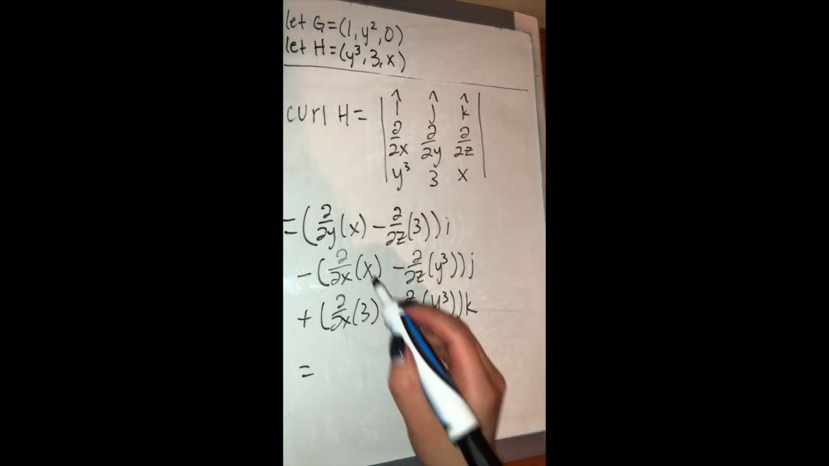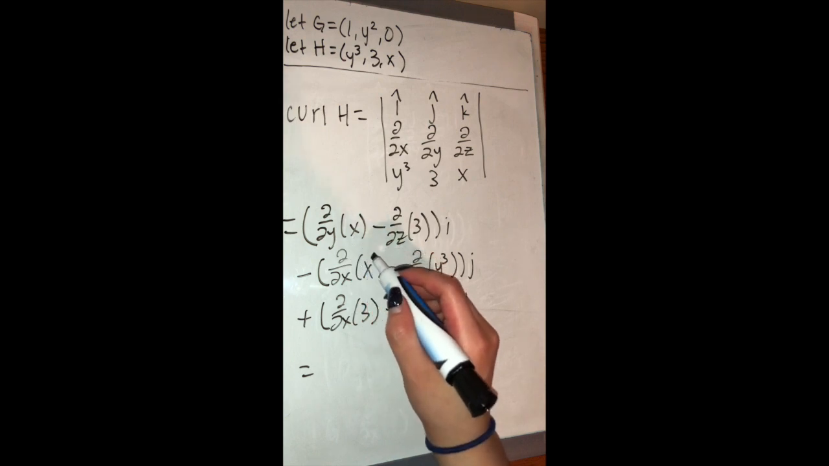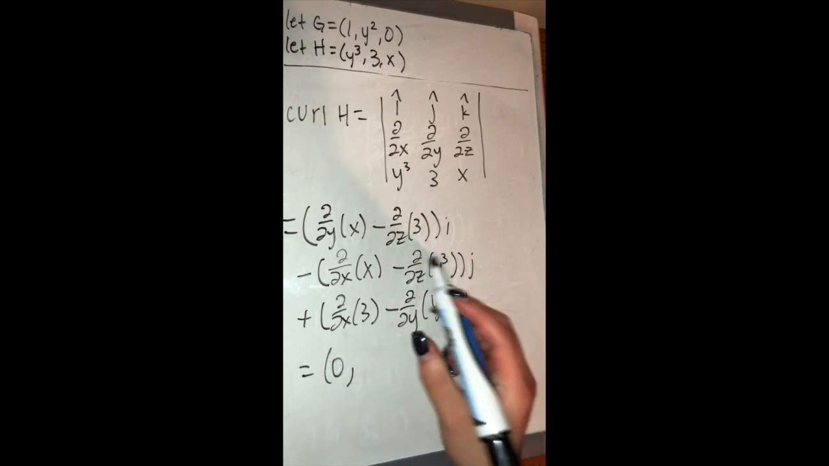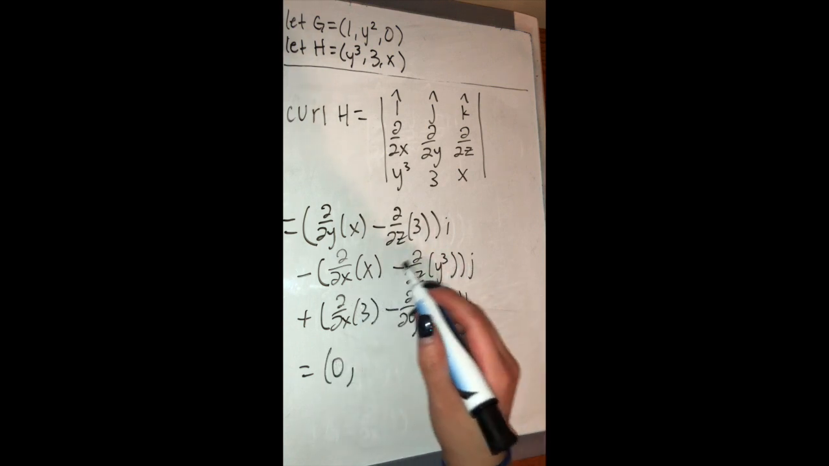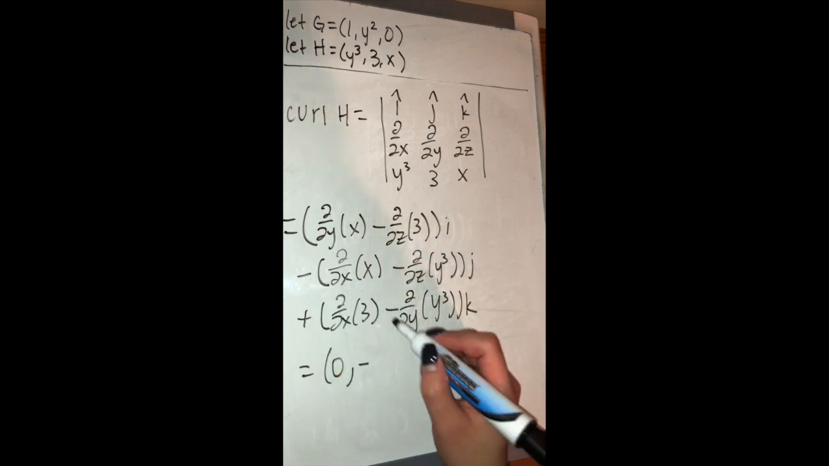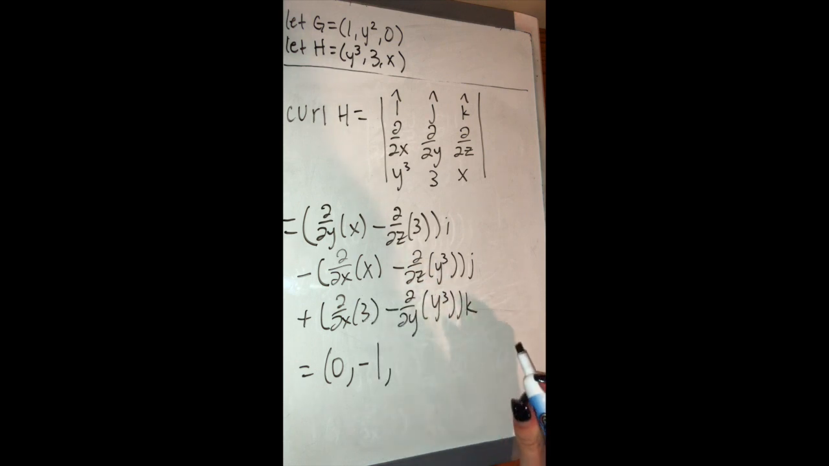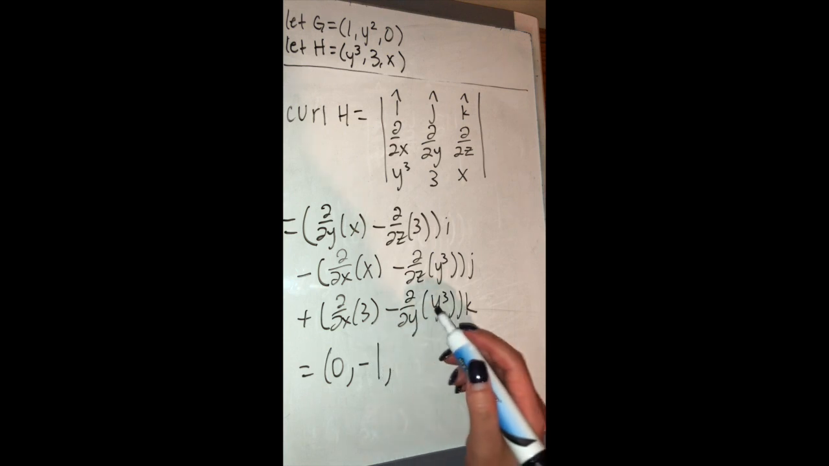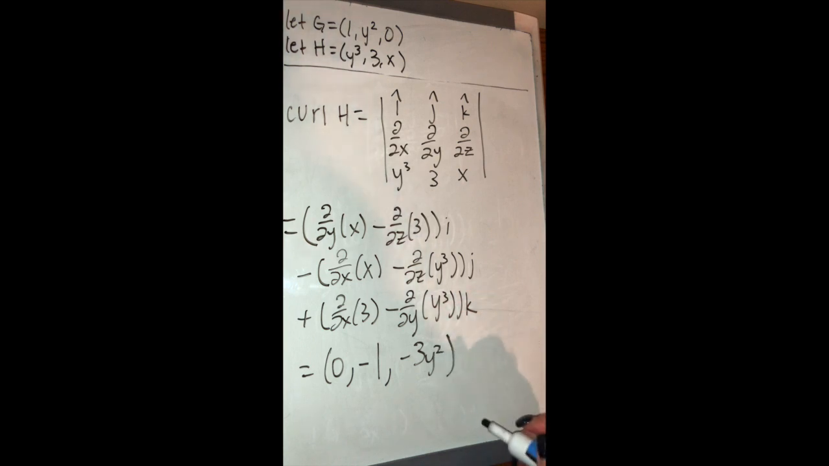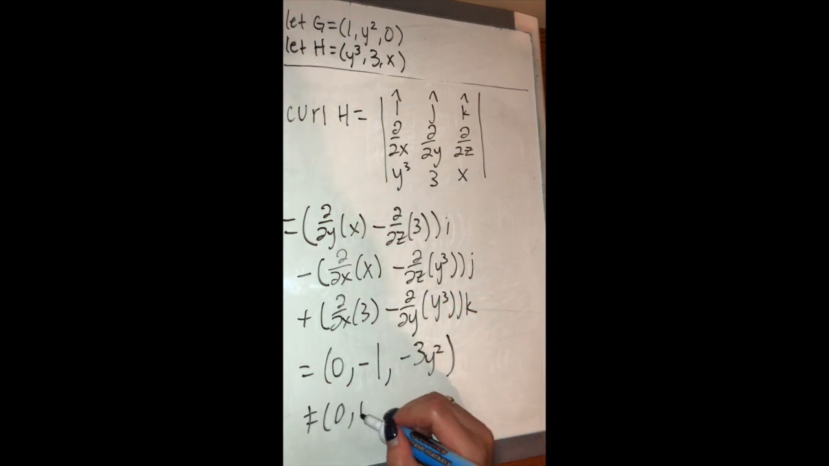when you simplify it, partial with respect to y of x is 0, minus partial with respect to z of 3, 0 minus 0 is 0. Partial with respect to x of x is 1, minus partial with respect to z of y cubed is 0, so here is a negative. So 1 minus 0 is 1, so negative 1. And partial with respect to x of 3 is 0. Partial with respect to y of y cubed is 3y squared, so 0 minus 3y squared is negative 3y squared. This does not equal 0, 0, 0, and it is not irrotational.